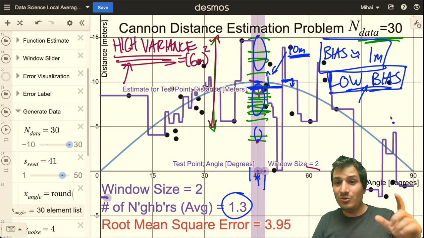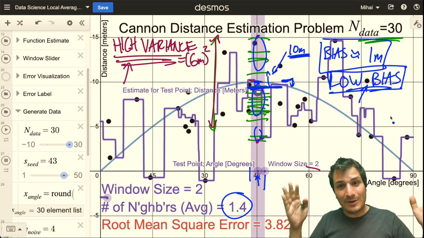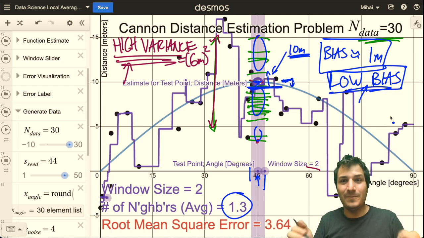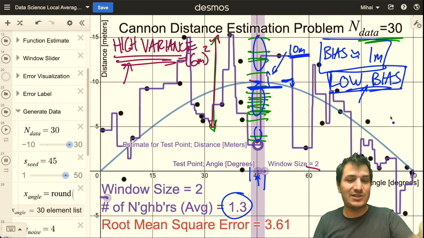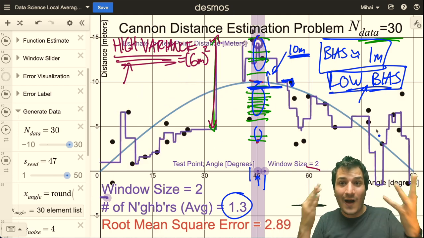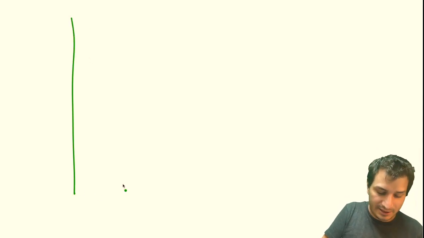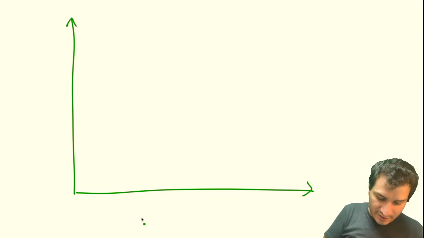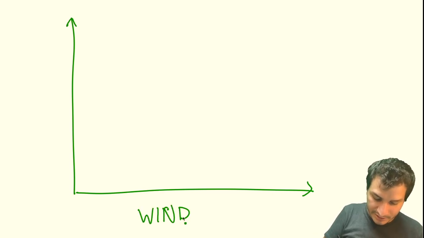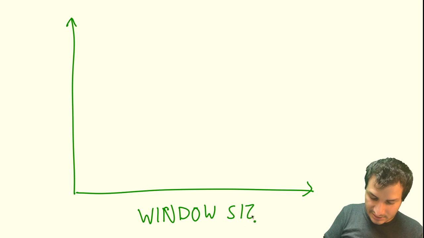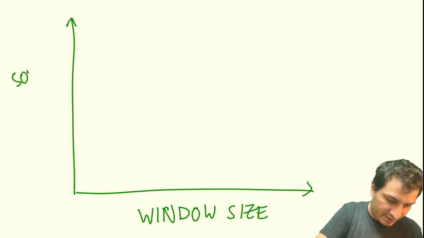Okay, so I've shown you the underfit with the big window, the overfit with the tiny window, and I've talked about low and high variance. Let's recap it all on a nice graph to see why there must be a Goldilocks zone in between somewhere. And I'm going to make a big graph here where I'm going to graph window size versus sources of error.